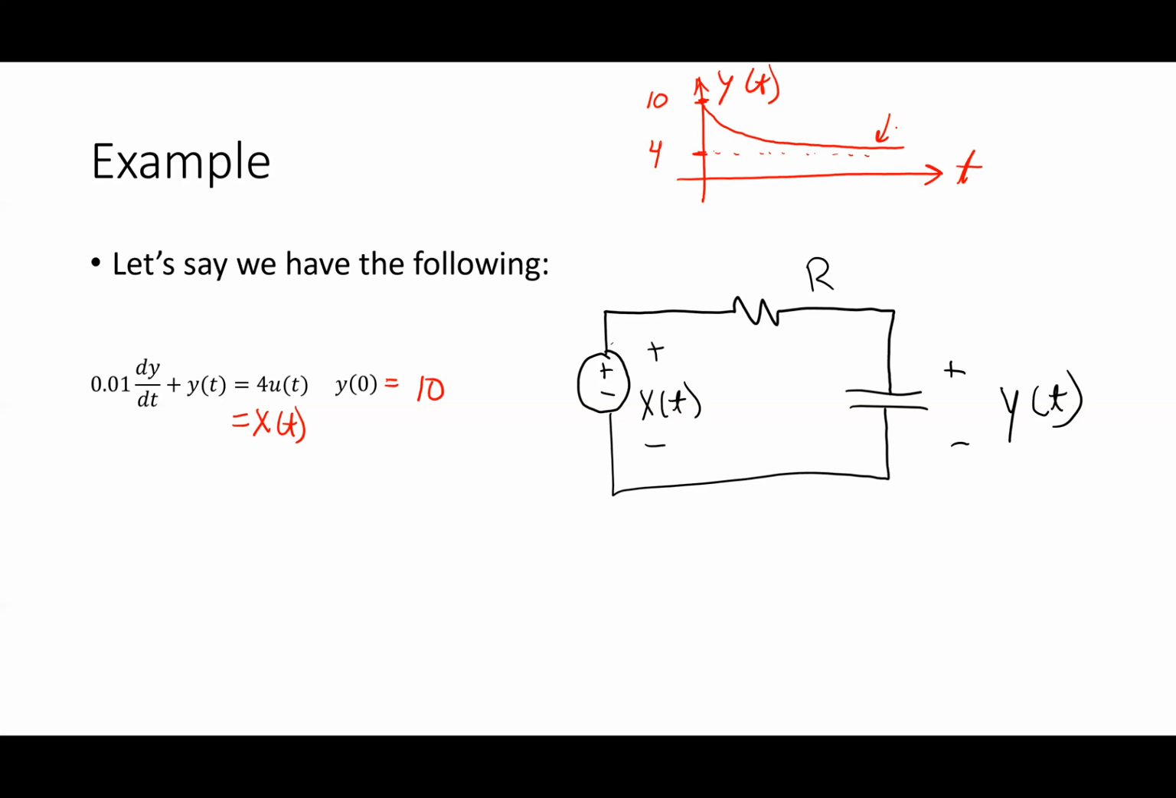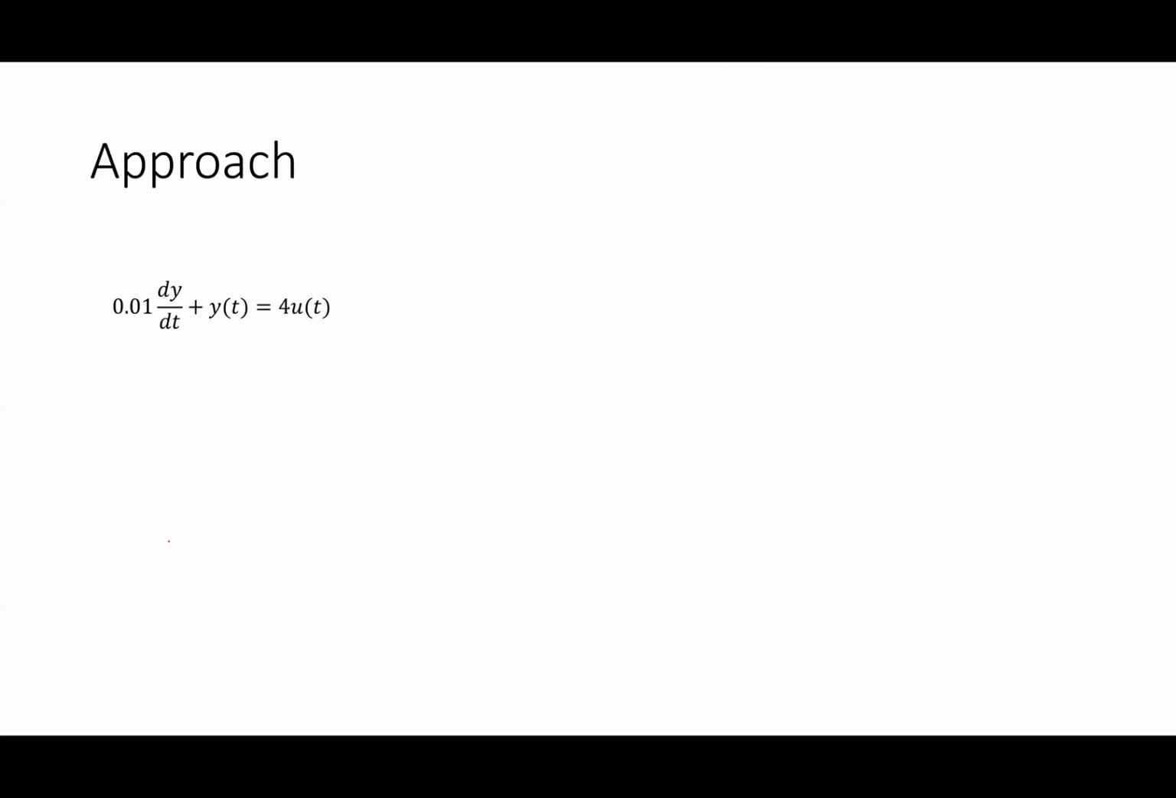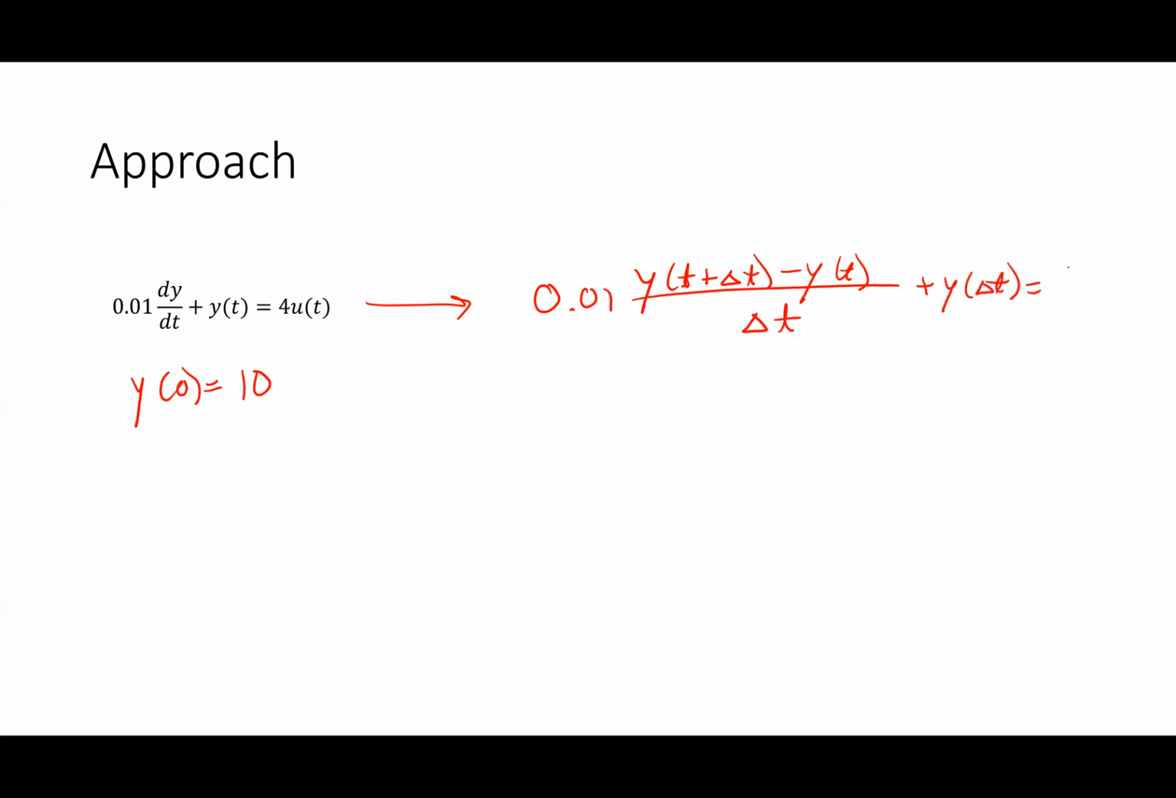All right. Now, I can go through this whole thing here and I can discretize this equation, and I can basically say, all right, I know that y of 0 is equal to 10. And I can go through this whole thing where I say 0.01 times y of t plus delta t minus y of t, all over delta t, yada, yada, is equal to 4, right? I can go through that whole process.